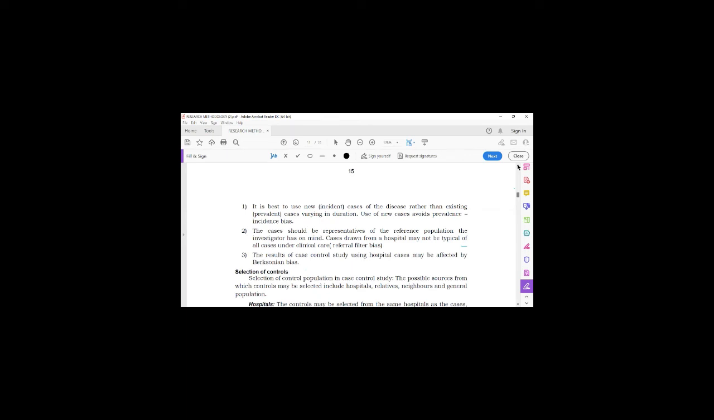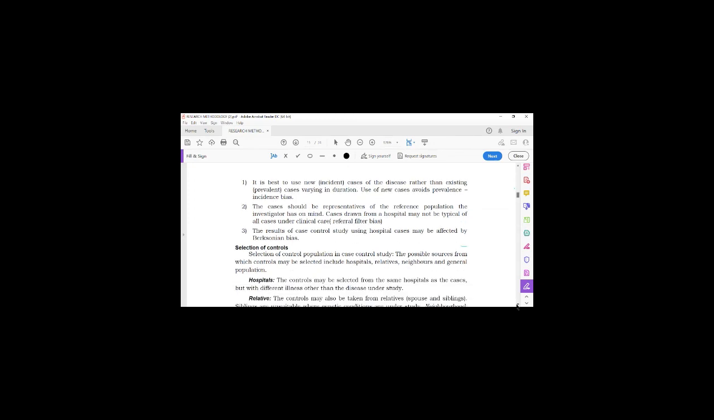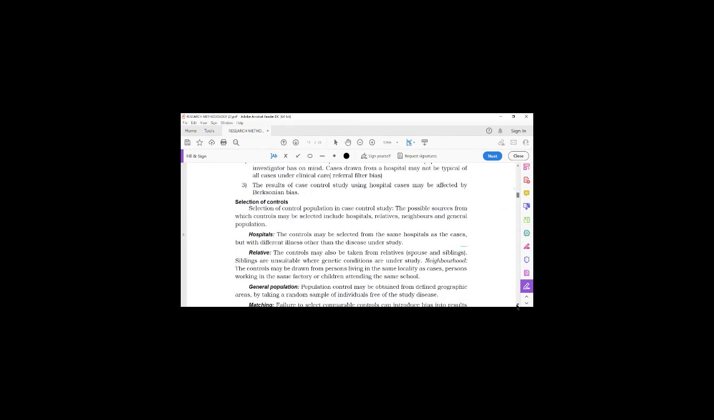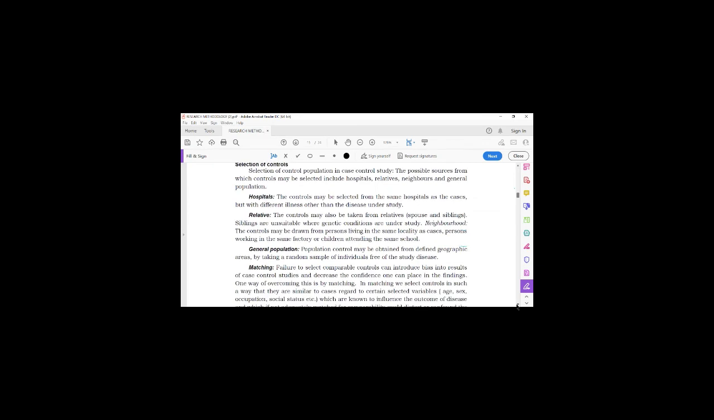So you have to see, and then based on this, you have to use various controls. The controls that you might take can be from the various hospitals, from relatives, neighbors, and from the general population, to see whether there's a difference between the two or not. So we need to use various types of controls. This is a broad overview. In public health, the controls could be hospitals, could be relatives, that is spouses, siblings. They can be taken from the neighborhood. They can be taken from the control population, from the general population.